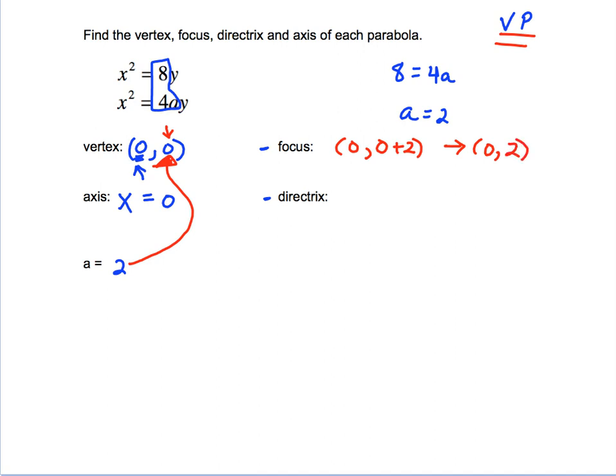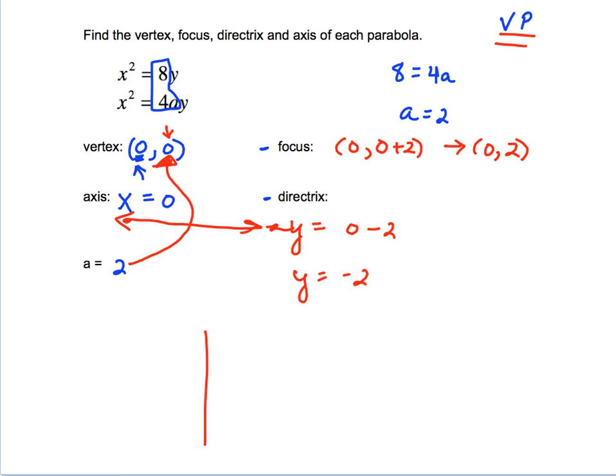To get the directrix, remember the directrix is a line, and it is the line y equals. It is a horizontal line. This letter and this letter are different. So your axis of symmetry is x equals, your directrix is y equals. So your directrix formula-wise will be the 0 minus 2. So your directrix is the line y equals negative 2.